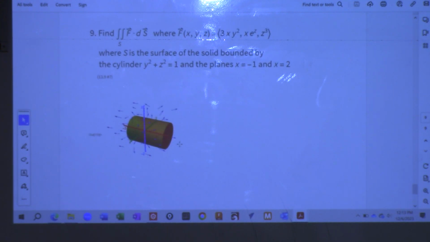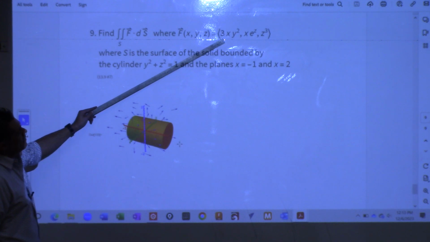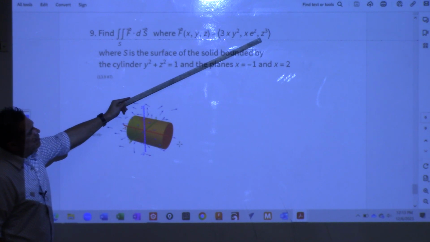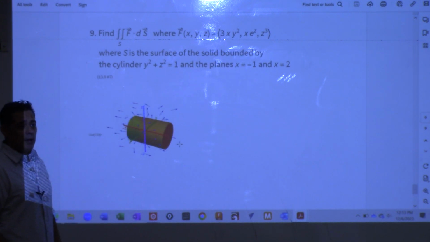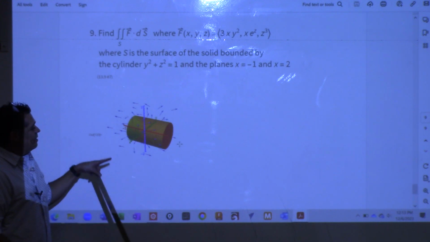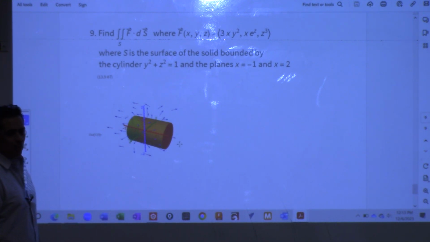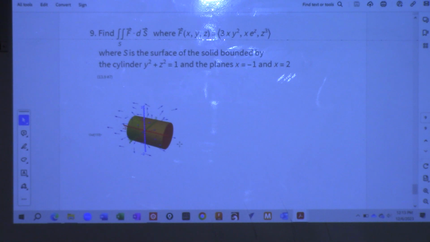We're trying to find the flux over a solid that has a boundary curve. Hey, this is divergence, isn't it? What's the divergence of this? 3y squared plus 0 plus 3z squared. 3y squared plus 3z squared. And that looks like a polar looking thing, doesn't it? So 3y squared plus z squared is going to turn into 3r squared. It'll work out. Okay.